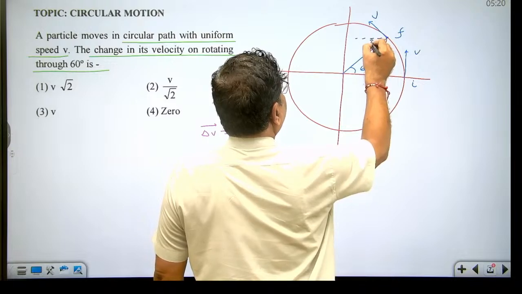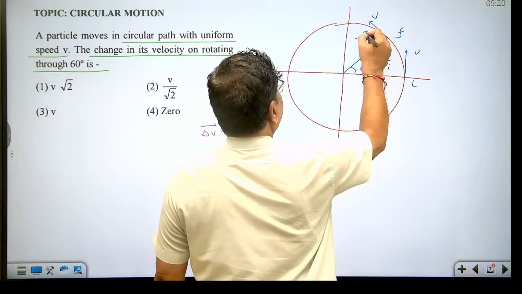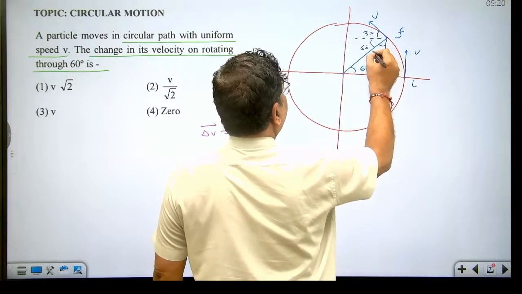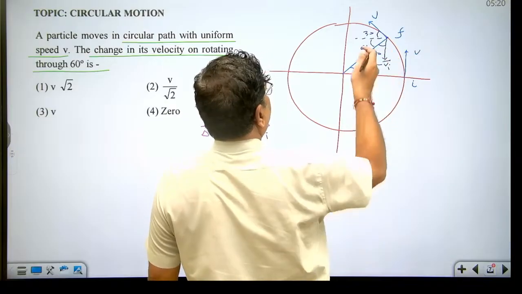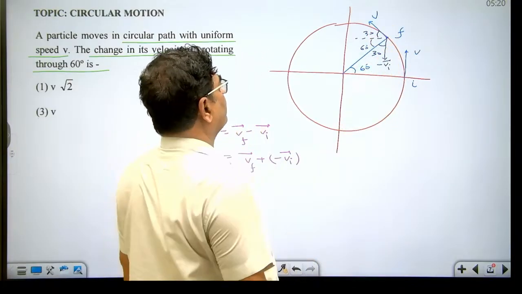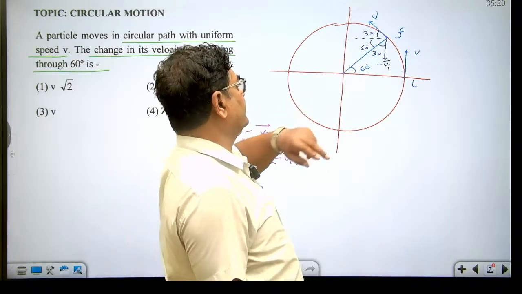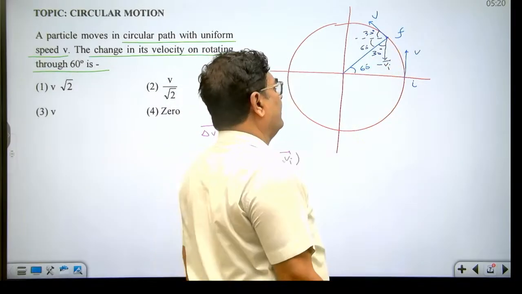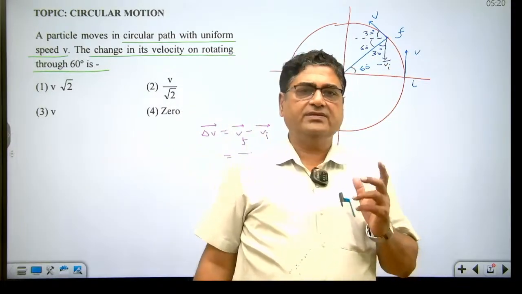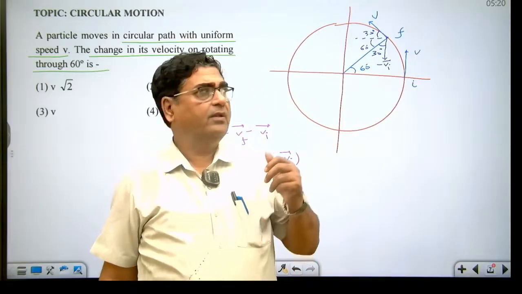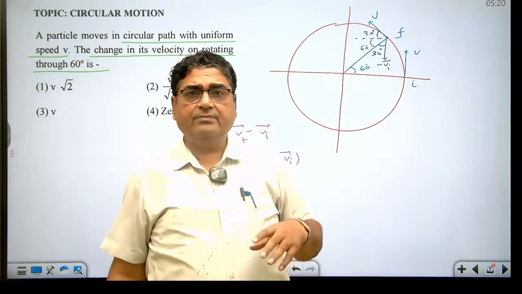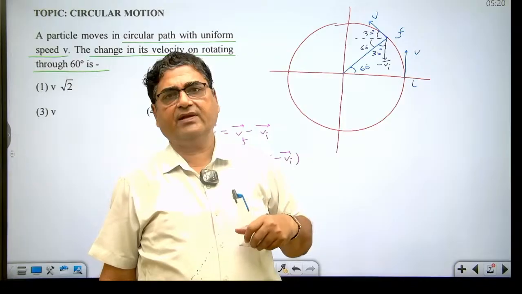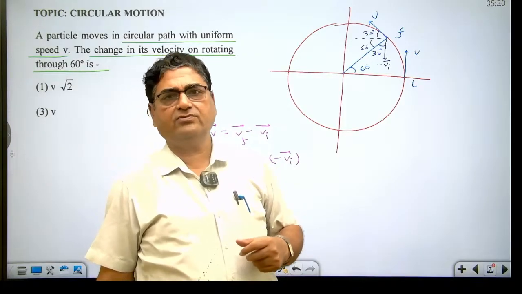Okay, this angle is 60 degrees. So this angle is also 60 degrees. This angle is 30 degrees and this angle is 30 degrees. So the angle between final and initial velocity is how much? 30, 30, 60, 60, 60, 120 degrees. According to vector addition, when the angle between two vectors is 120 degrees and the magnitudes of the vectors are the same, the resultant will be equal to any given vector, or you can calculate by using the formula also.